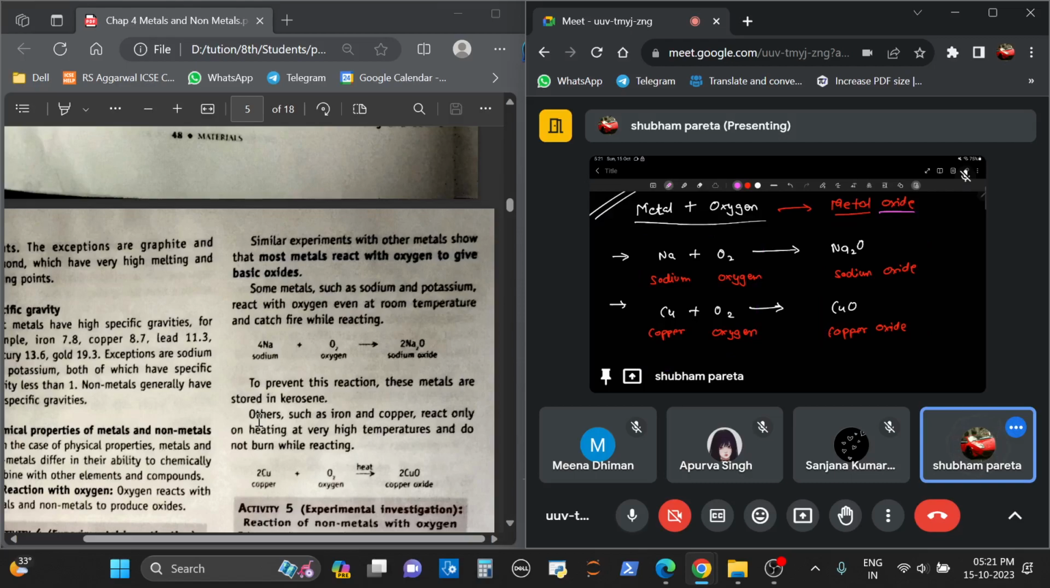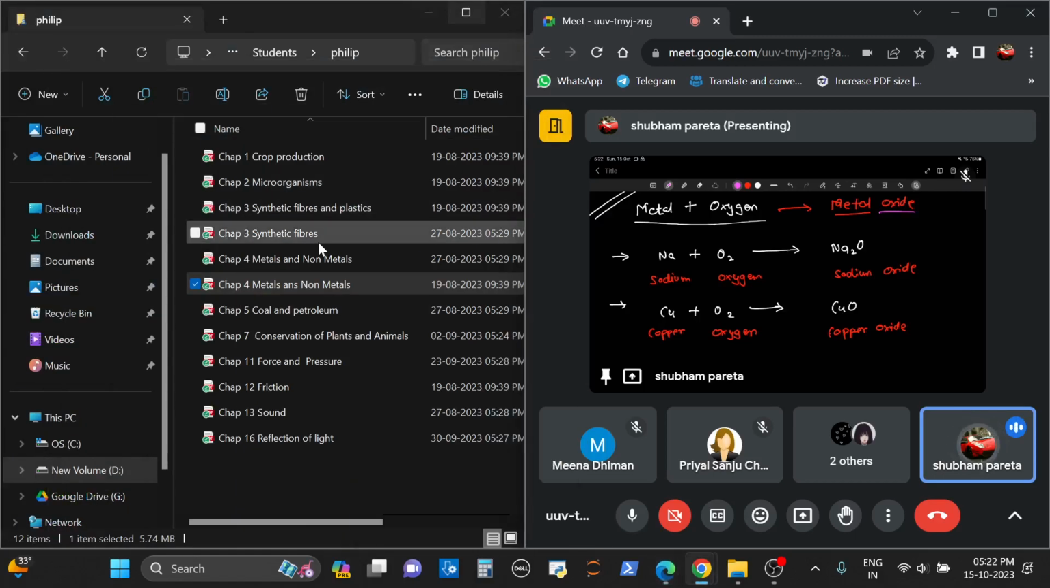Getting the point? So these are some of the things which you are getting over here. Everyone getting my point? Yes, no, maybe? This is some of the things which you can see over here. I hope you're getting the point. So this is metal and oxygen over here, and one more thing is over here.